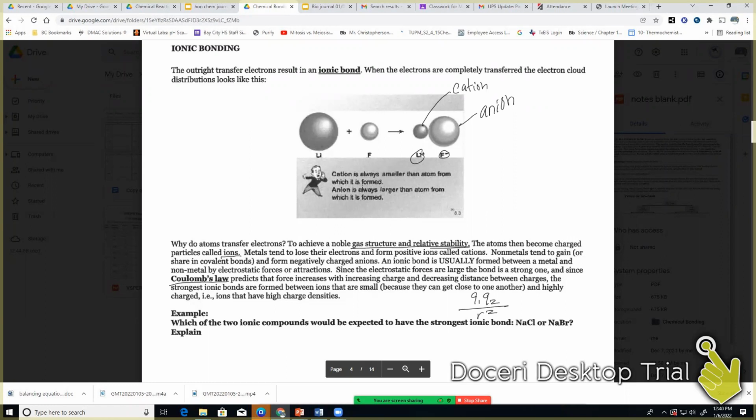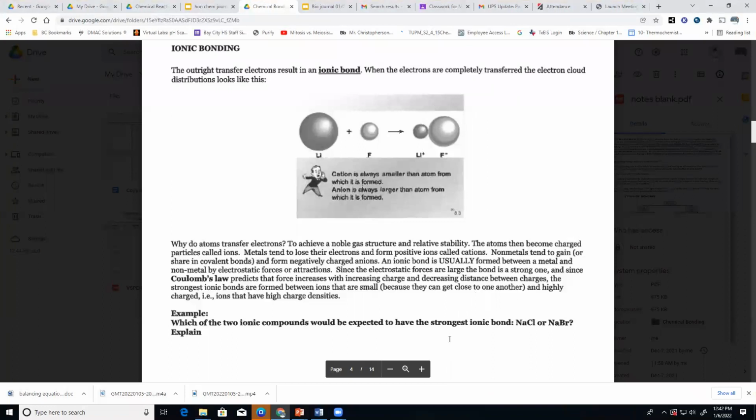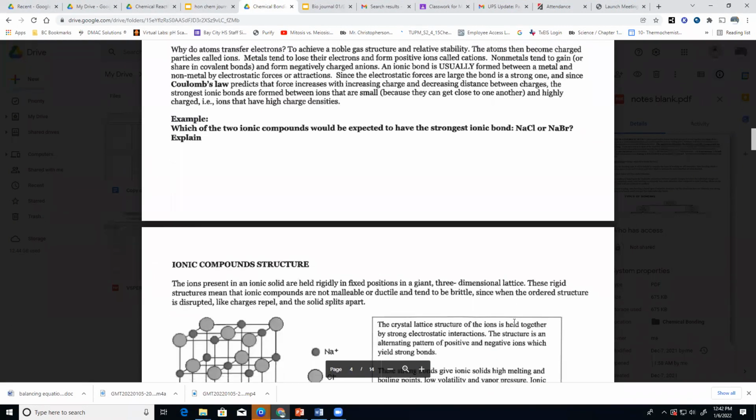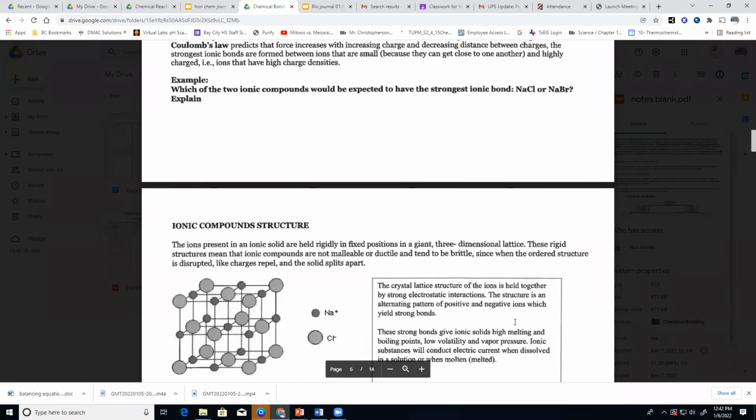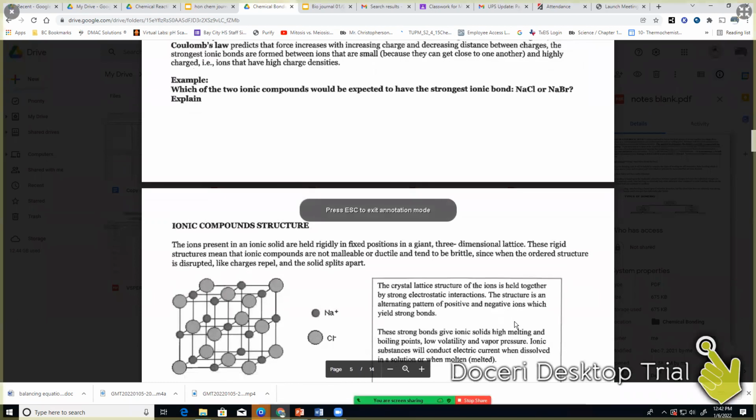And as the ion becomes larger, or the radius becomes larger, it would actually decrease that force. And then it has a little question there at the bottom that applies to that. Which of the two ionic compounds would be expected to have the strongest bond? So all of them, this is plus one, this is minus one, and this is plus one, and this is minus one. So we can't worry about the difference in charges. That's not going to affect which one is going to have the stronger bond.